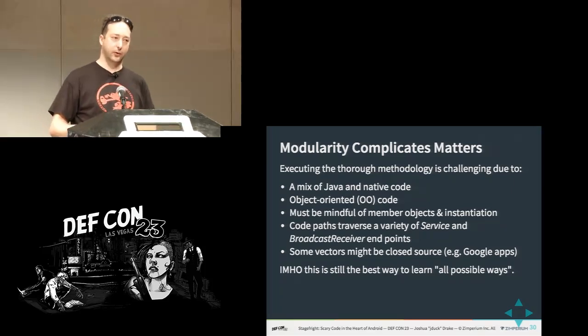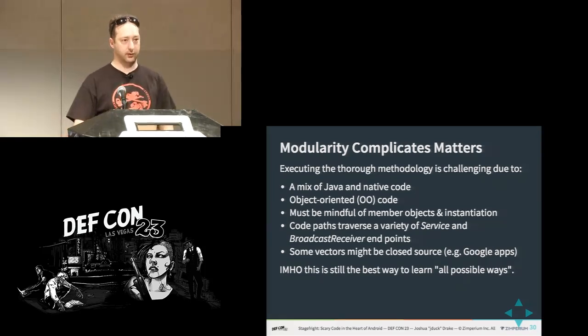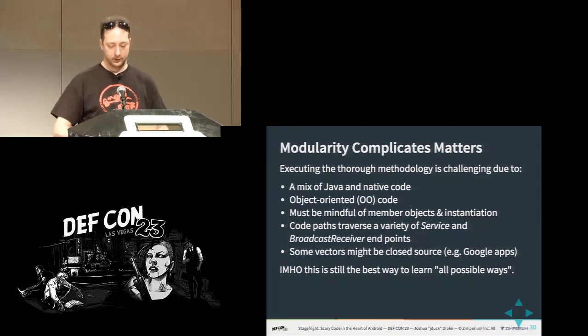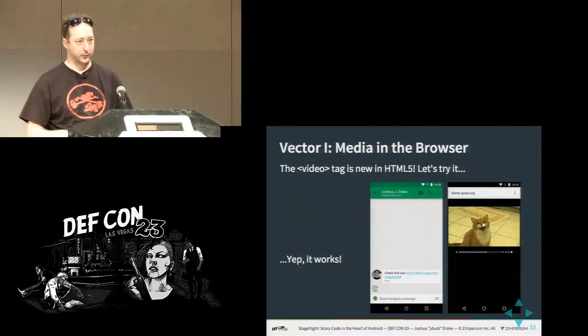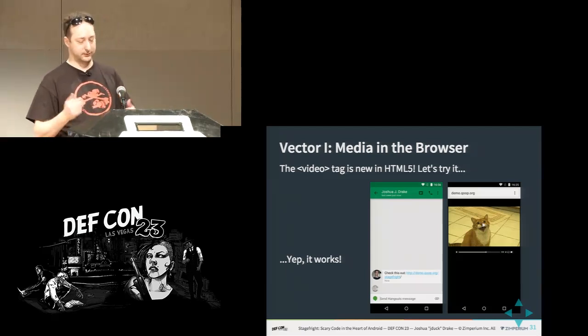Further, on Android, because of the modularity and the IPC, you sometimes have to cross boundaries between processes. That can be hard to follow, but you can get through it if you keep trying. Sometimes you might have to take a break or a nap. I know that works for me. So that's the best way, all possible ways. Go to the code, right? If you want to know what the code does, it's in the code, so go there.